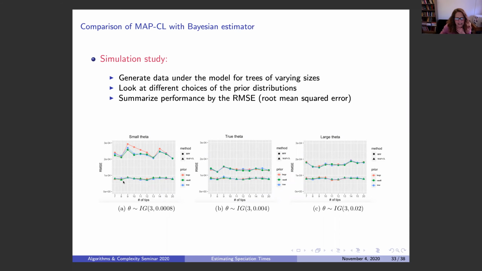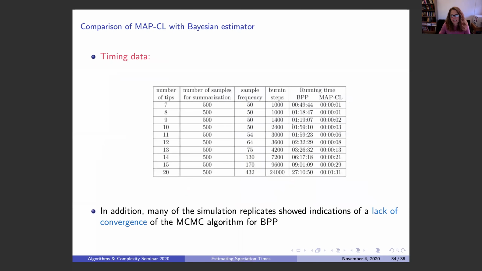And the effect of the prior, it looks like getting theta small is kind of bad for BPP. They do a little worse when theta was underestimated, but otherwise it's pretty consistent. The priors didn't have a big effect on our performance. Oh, sorry, the x-axis is the number of tips, the size of the tree. So the priors didn't have a big effect on how our method performed, a little more of an effect for BPP.